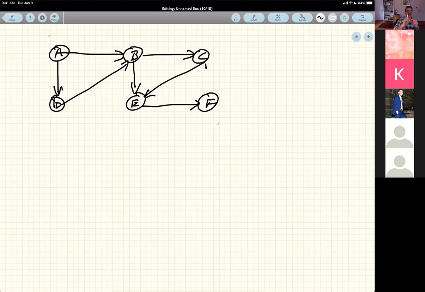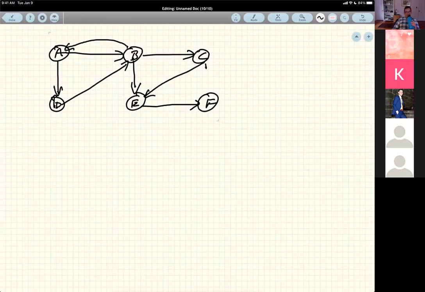So edges now have directions. If you can get between two nodes in either direction, then the graph will have two edges. So I can go from A to B, or I can go from B to A. So this graph here has two edges between A and B. It's a directed graph. The edges have direction.